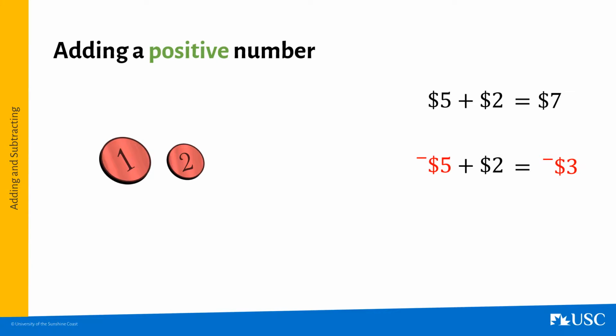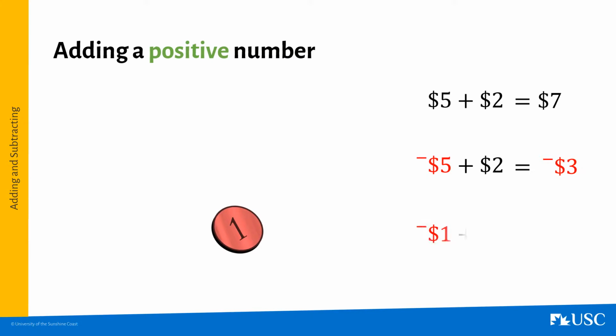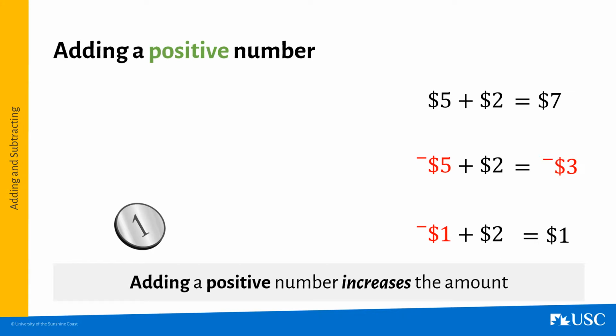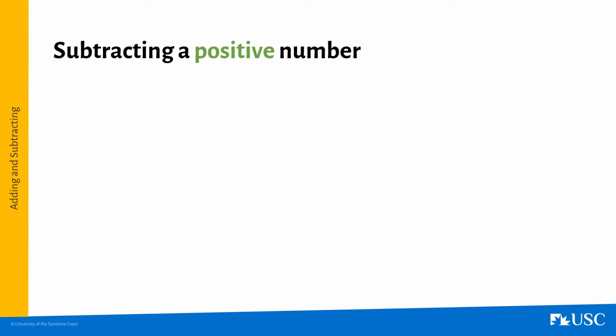Our balance has once again increased. We're better off. Starting with a debt of $1, adding $2 to that means that we can pay off our debt, and that leaves us with $1 credit. Our balance has again increased. In each case, adding a positive number has increased our balance. Let's see how subtracting a positive number works.